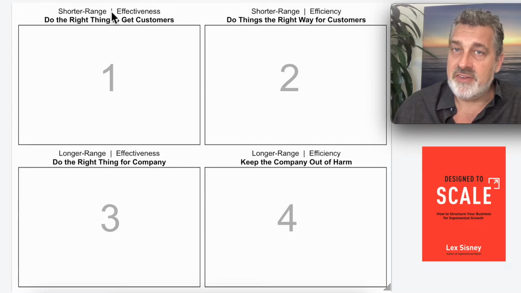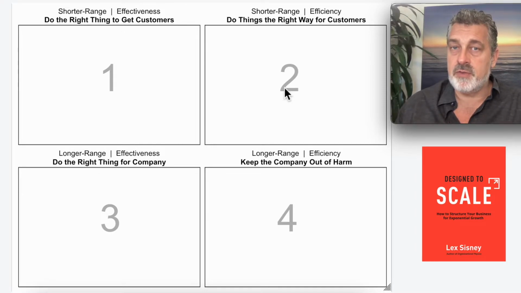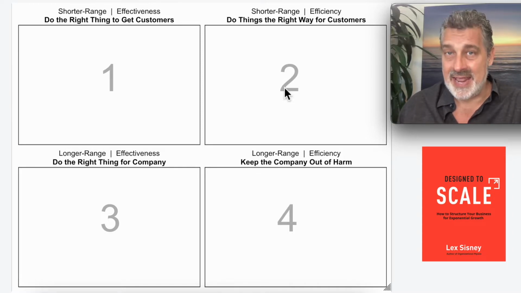Fundamentally, functions that we put into quadrant one should wake up in the morning and say, okay, how do I do the right thing to get customers? That could be a new sale or a repeat order. It doesn't matter. What's the right thing to do to get a customer today? Quadrant two functions are those that are shorter range oriented and have to keep their efficiency higher. Efficiency means to do things in the right way: a repeatable way, a quality way, a scalable way. Functions that go into quadrant two should get up in the morning and say, okay, how do I do things in the right way for customers? And the kicker here is that customers are external and internal.